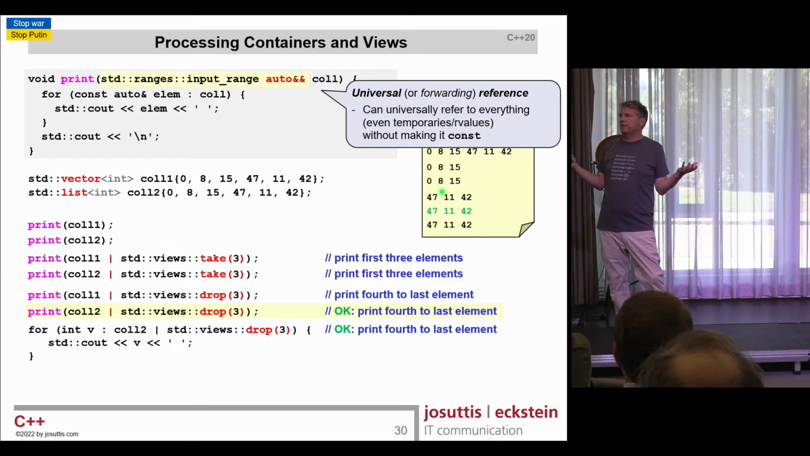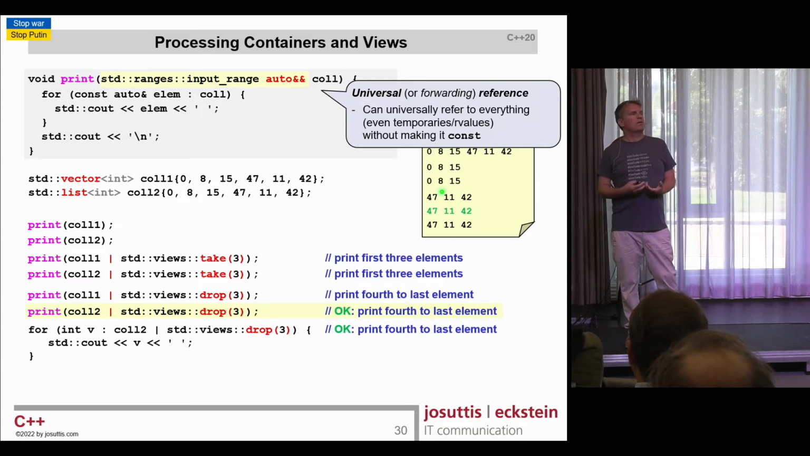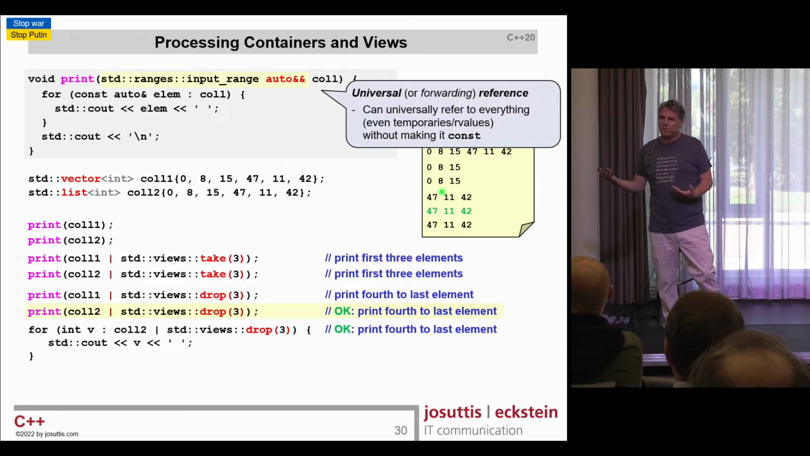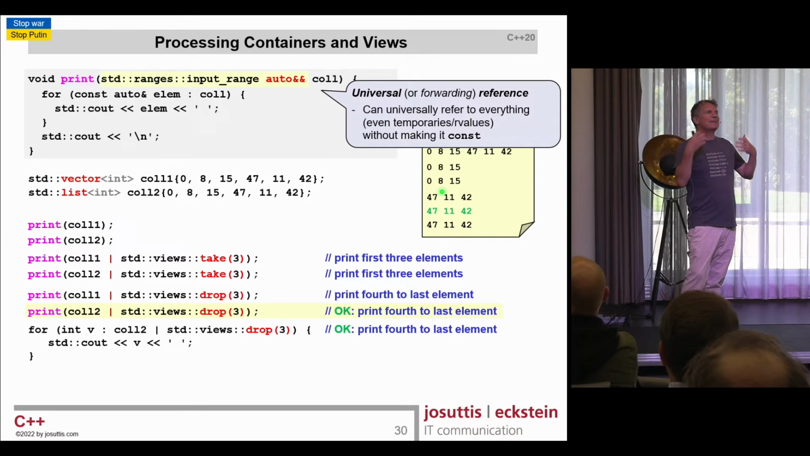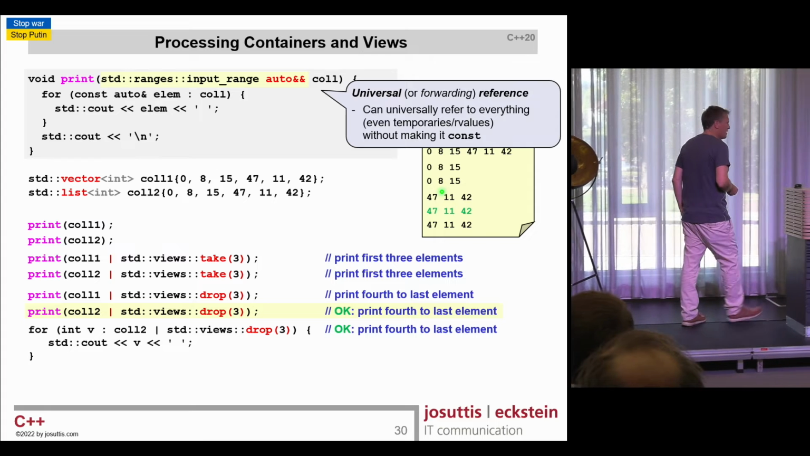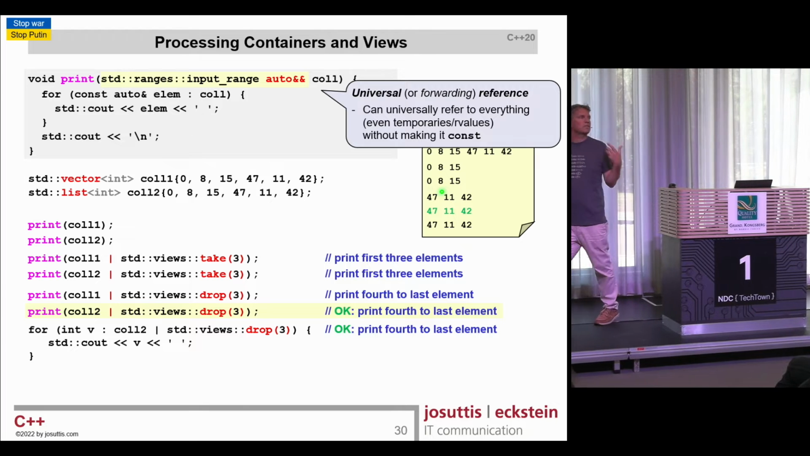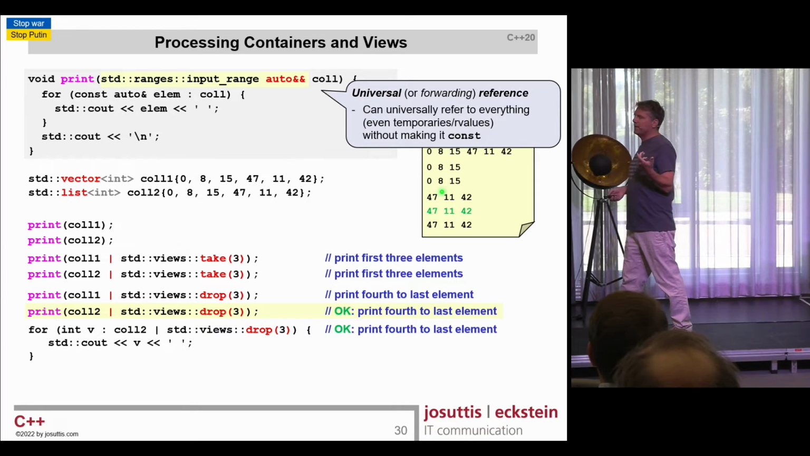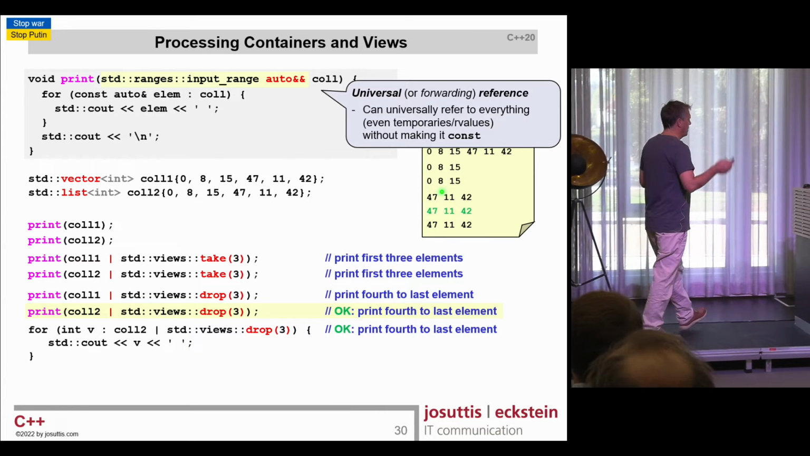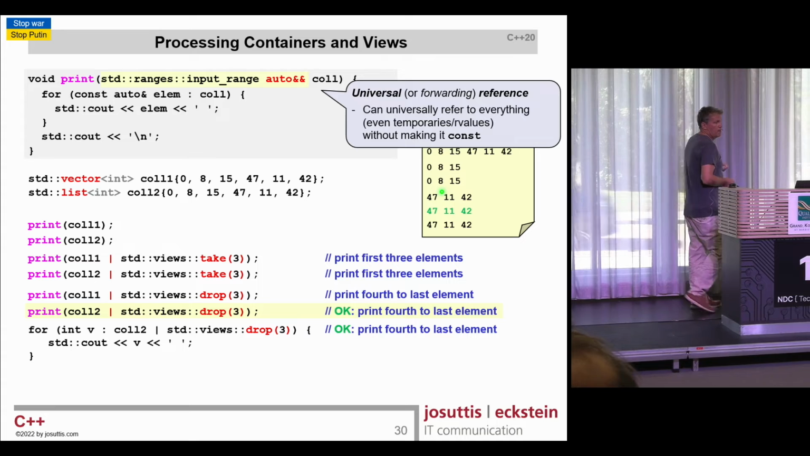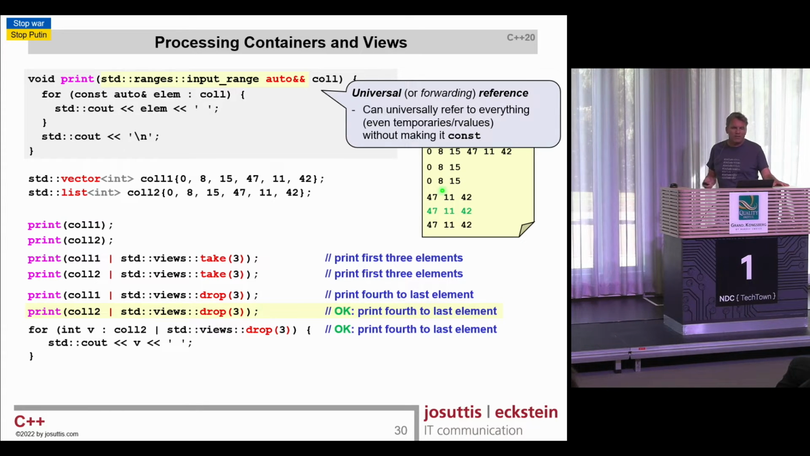By the way, the standard committee decided to name this forwarding reference, which is a huge mistake because they thought it's only for forwarding in move semantics. But this is not for forwarding. This is because we need a reference that can universally refer to everything. The term universal reference was coined by Scott Meyers. I have no idea why the standard committee was not happy with that term. It was better than forwarding reference. Sometimes things like that happen. Okay, so this can universally refer to everything, not making it constant.